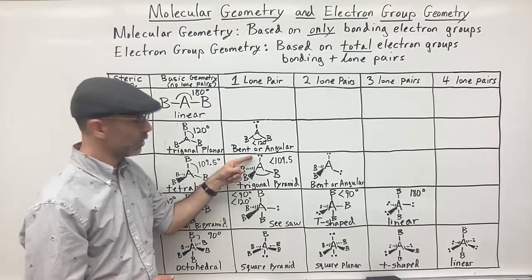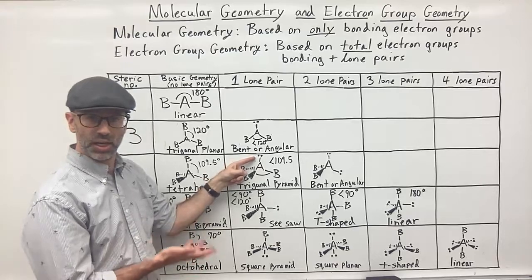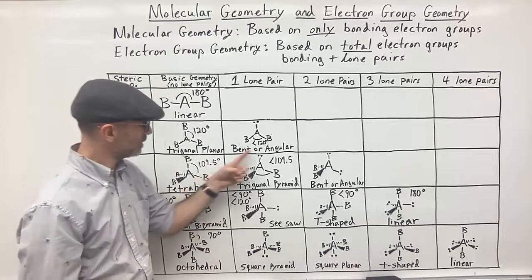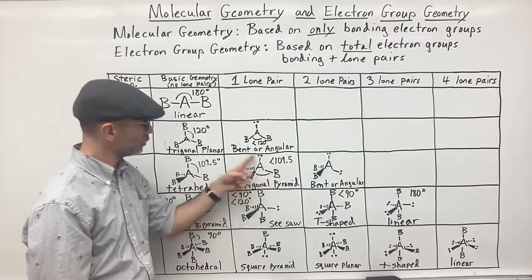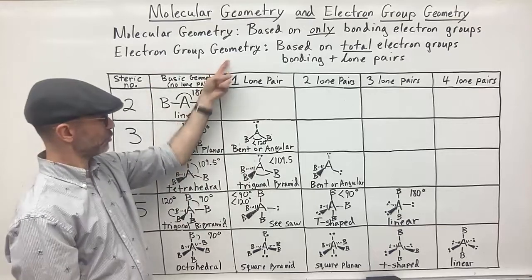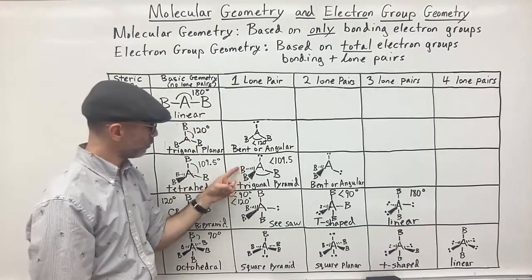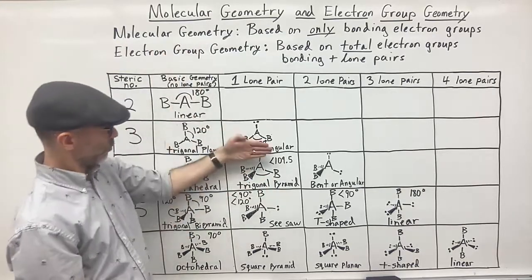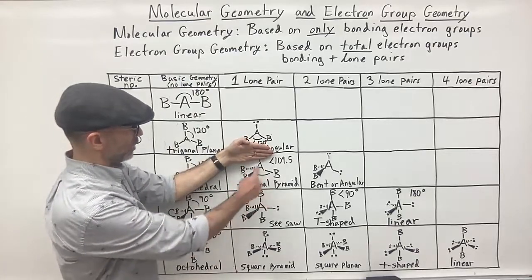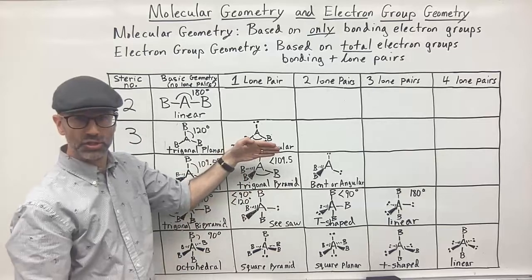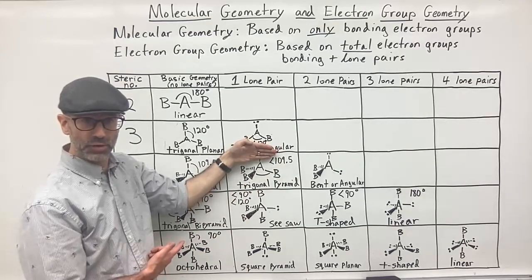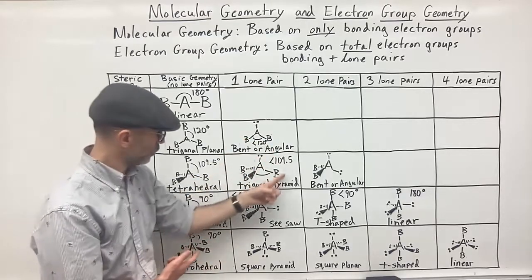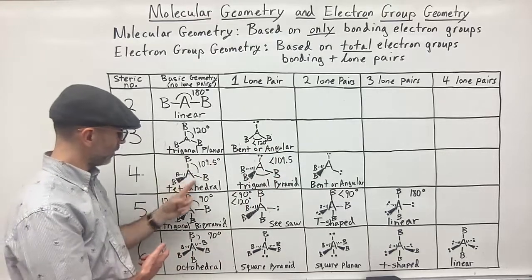But here, as soon as we introduce the lone pairs, the electron group geometry and the molecular geometry are not going to be the same. So here we see that we have a total of 4 electron groups. That means the electron group geometry is tetrahedral, but we have 3 bonded atoms, 1 lone pair. So when we're looking at the molecular geometry, we're only looking at the atoms, and that's what gives us a trigonal pyramid shape. So the molecular geometry for this molecule is trigonal pyramid, but the electron geometry, if we're considering everything, is tetrahedral like this one.